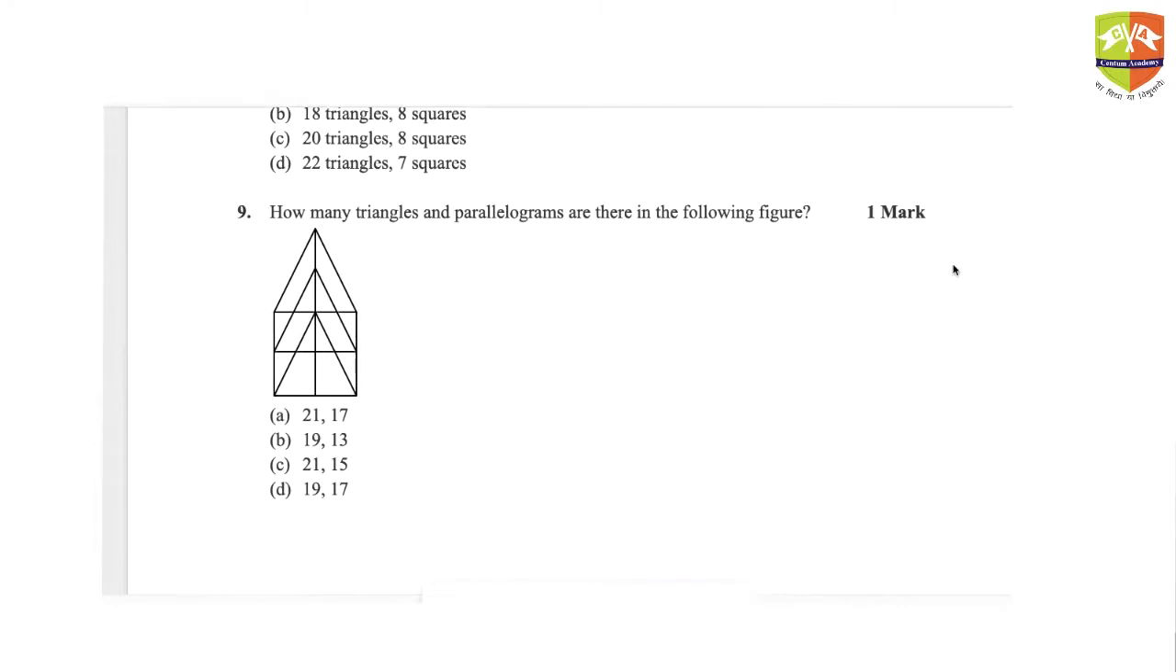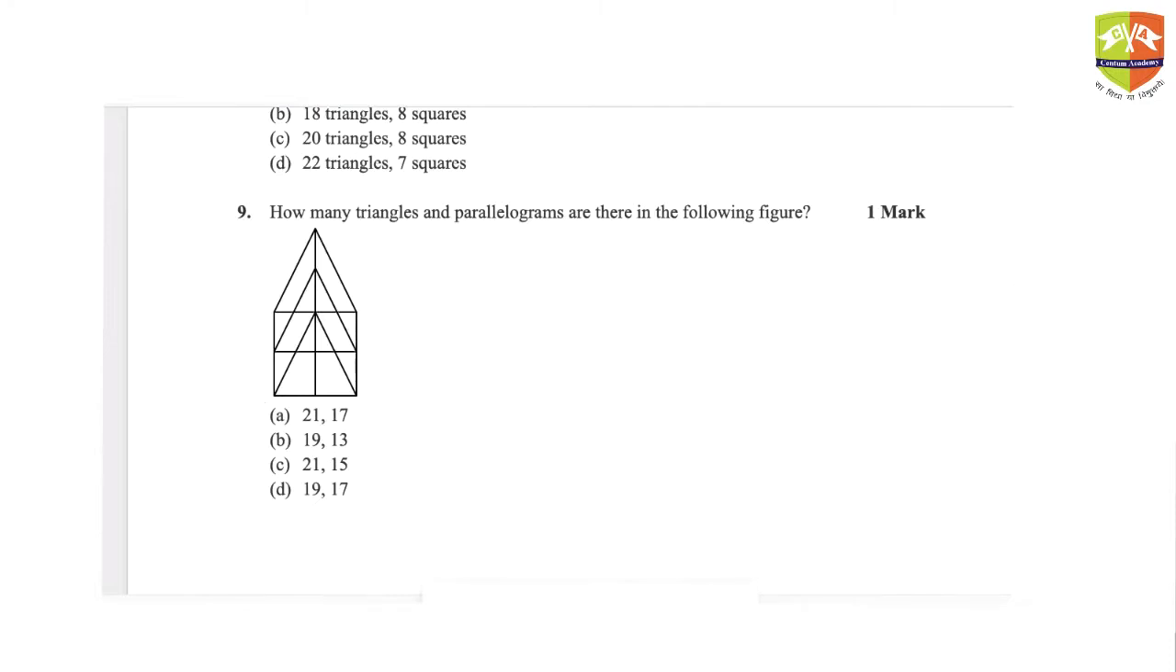People are saying B, few people are saying D. So B, everything is going on over here. What do I have to find out? I have to find out triangles and parallelograms. Okay, wonderful. Let me solve this question for you.